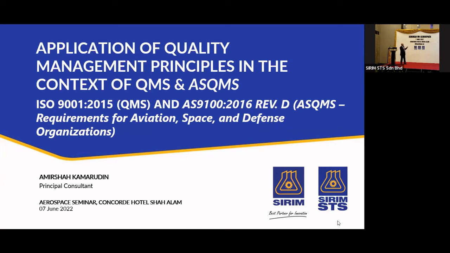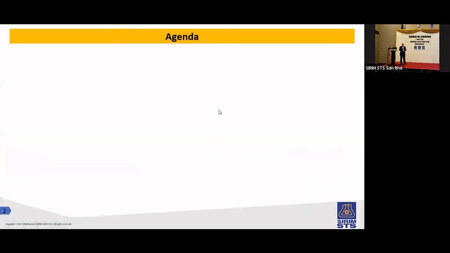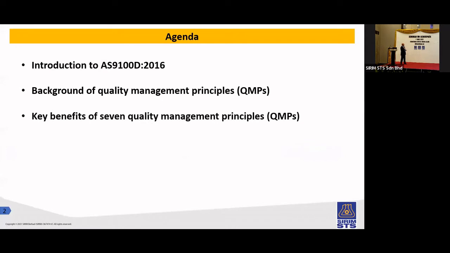Why do we pick this QMP? Because this QMP covers all the ISO standards. You can say that, yeah? Because ISO 9001 is the father or the mother of the ISO standards in the world. Key benefits of the 7 quality management principles, 7 QMP. The number 7 is very, very popular in the world.